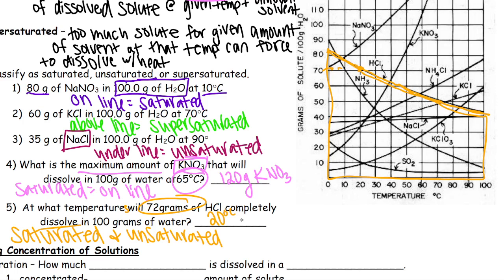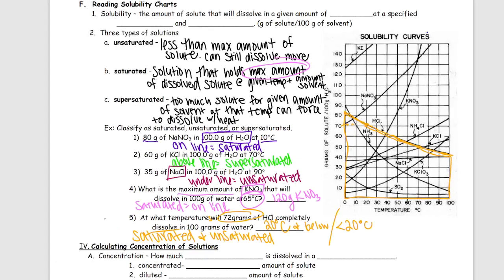So 20 degrees Celsius, I don't know why I wrote the C like that. Sorry, that's weird. 20 degrees Celsius and below. Or you could say less than 20 degrees Celsius. Something like that would be adequate for answering that question, just to show that you understand that both a saturated and an unsaturated solution will have completely dissolved solute.